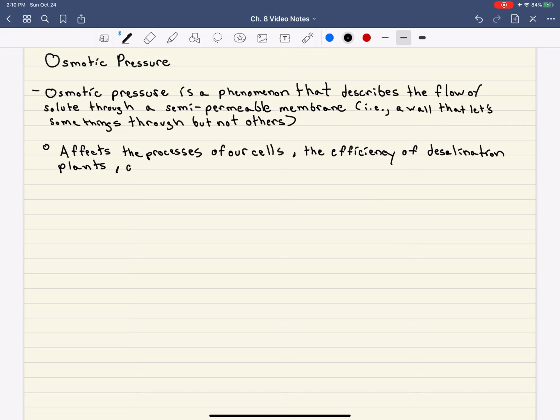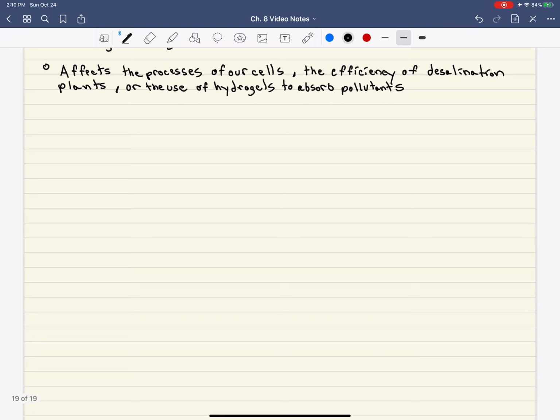And also, there's increased interest in using polymeric hydrogels to clean up pollutants in our ocean waters as well. The way that these hydrogels work to absorb or pick up these pollutants is through the phenomenon of osmotic pressure. These are various different applications of osmotic pressure, but to discuss it and build a physical intuition for you, we're going to consider the following experimental setup.